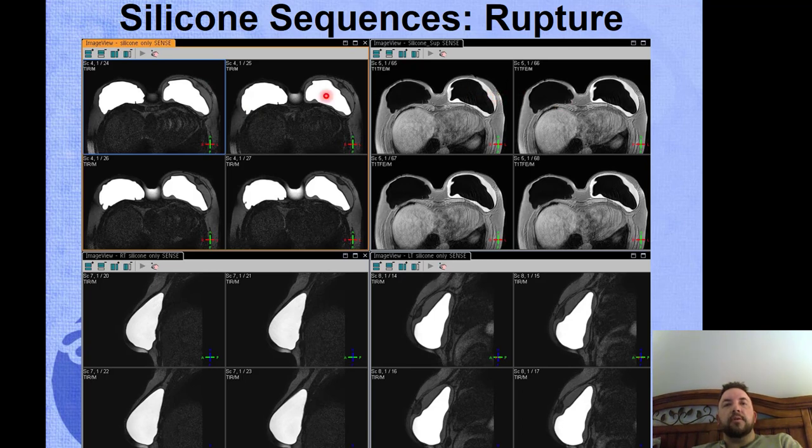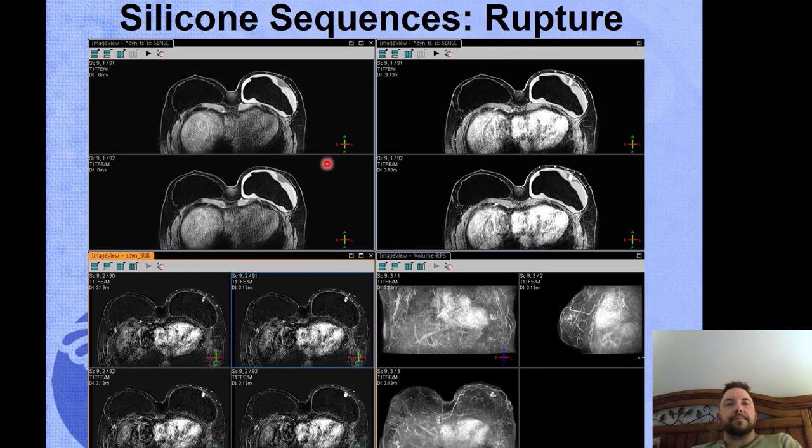Silicone suppression versus silicone only. Sagittal imaging, silicone only, and again that brighter, darker signal indicating rupture. Injecting contrast, same thing, the subtraction, and then our MIP imaging as well.